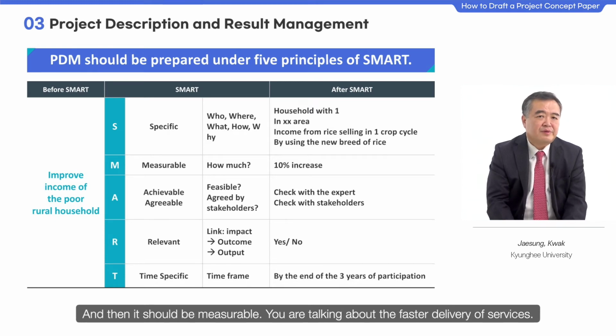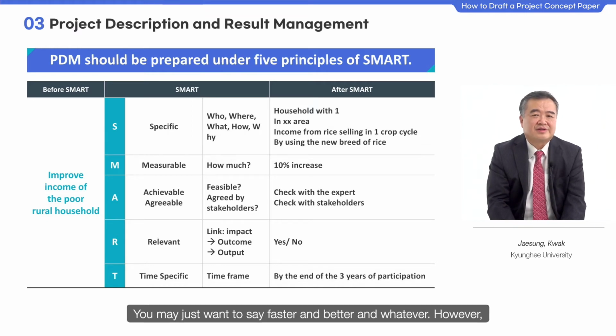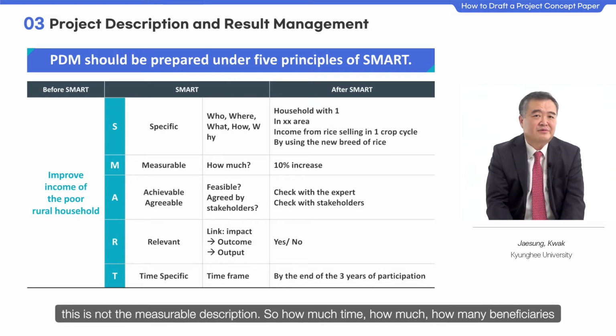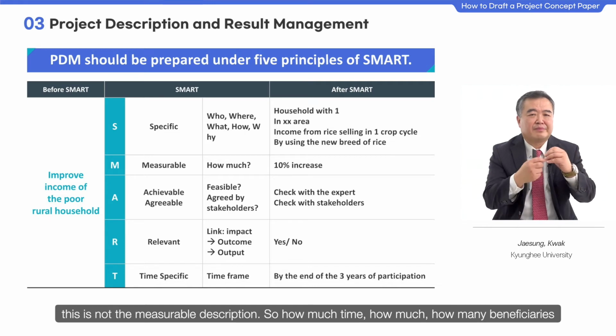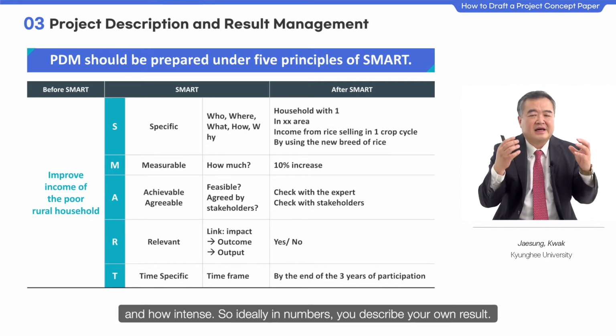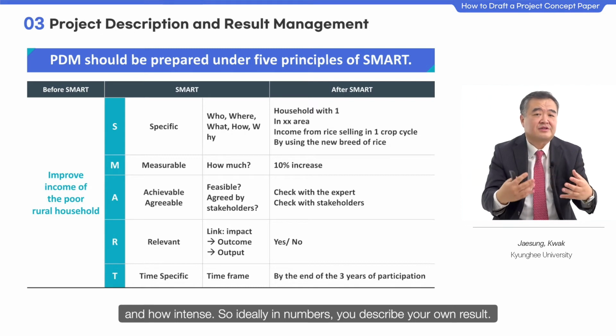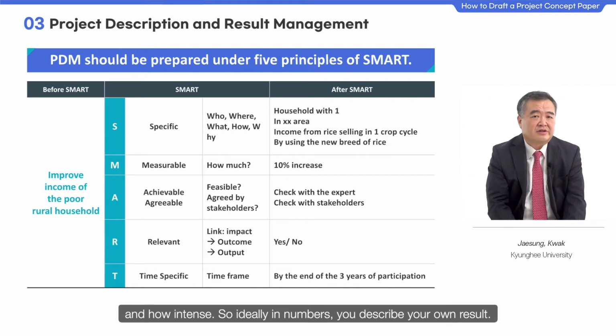And then it should be measurable. You are talking about the faster delivery of services. You may just want to say faster and better and whatever. However, this is not a measurable description. So how much time, how many beneficiaries, and how intense. Ideally in numbers, you describe your own result.